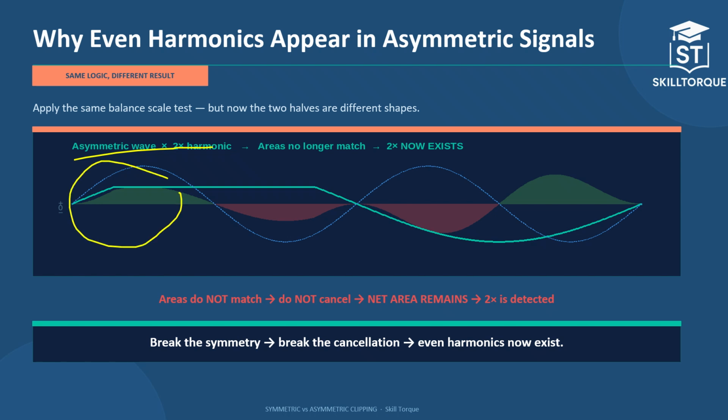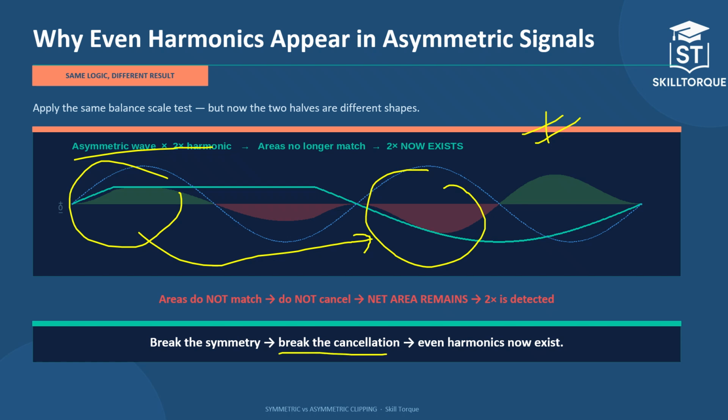So definitely the portion of the waveform that is clipped will be different, and the area will be different from the area of the free one. There will be a mismatch, the two areas are not equal, or you can say the waveform shape is different. The areas from the first half and the second half are no longer equal and opposite, right? So they will not cancel each other. That's the reason the 2x harmonic will be detected in this case, because the area is not cancelling to zero.